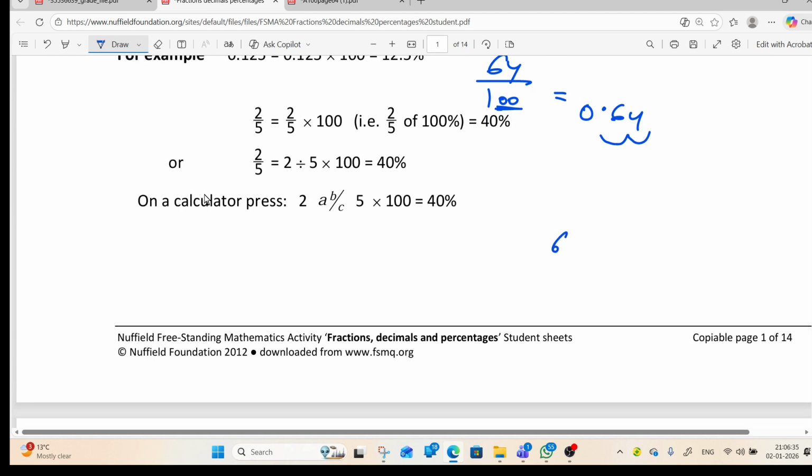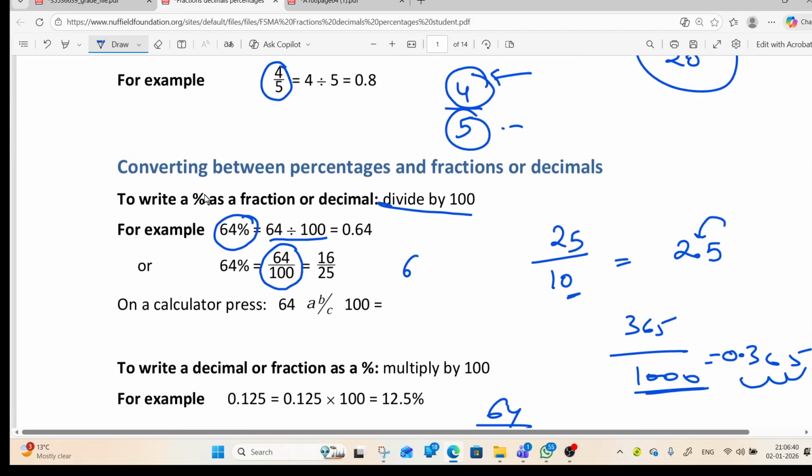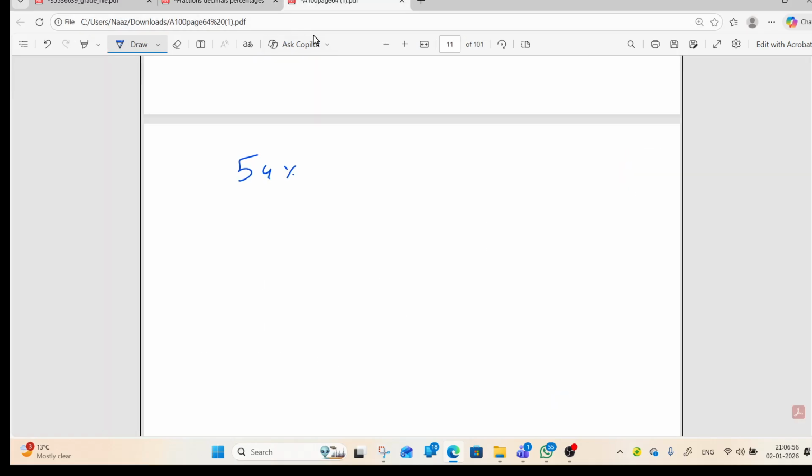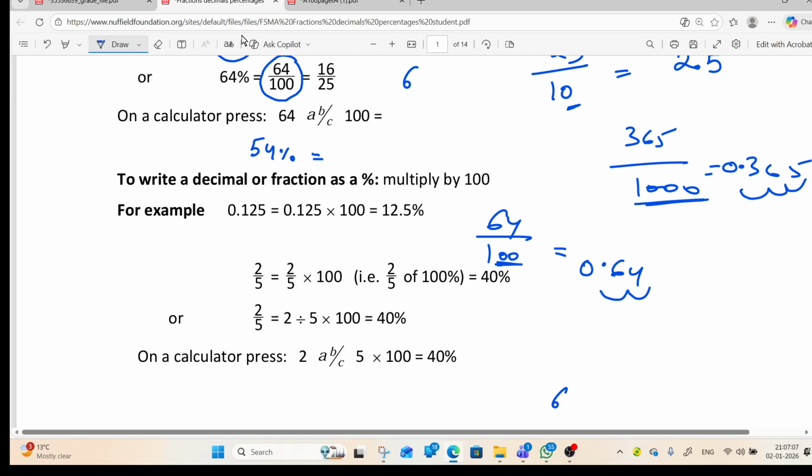So basically, if you have any percentage number, you can convert it into fraction by dividing it by 100, right? Can you tell me 54% into fraction? Convert 54% into fraction. 54 over 100. Very good. And convert it into decimal. 0.54. Very good. That's great.